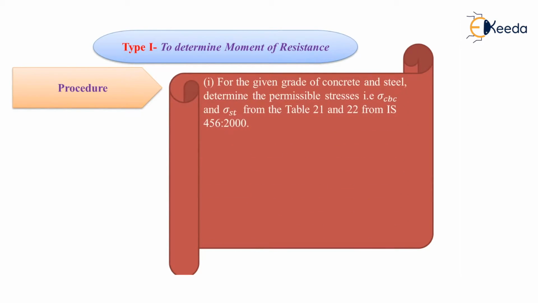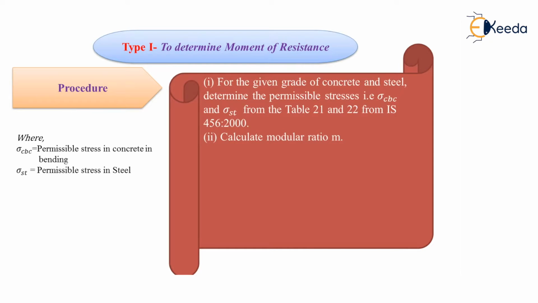The first step: from the given grade of concrete and steel, we have to determine the permissible stresses in concrete as well as the permissible stress in steel, that is sigma CBC and sigma ST. We can get the values of sigma CBC and sigma ST from Table 21 and Table 22 of IS 456:2000. I have already given that table in the last video, so from there you can get those values. Then we have to calculate the modular ratio, that is m, from the formula m = 280 / (3 sigma CBC), where m is the modular ratio.